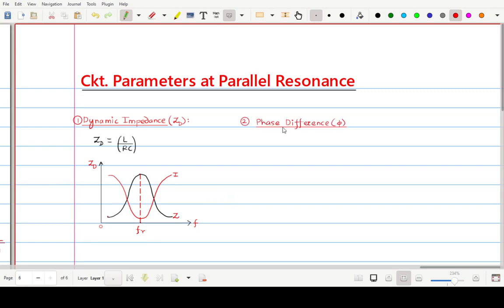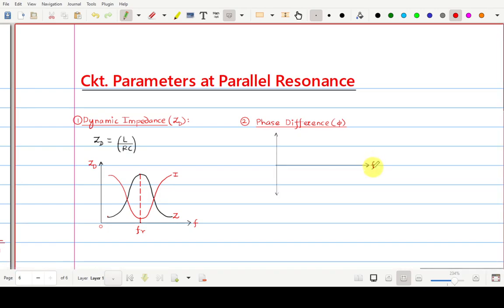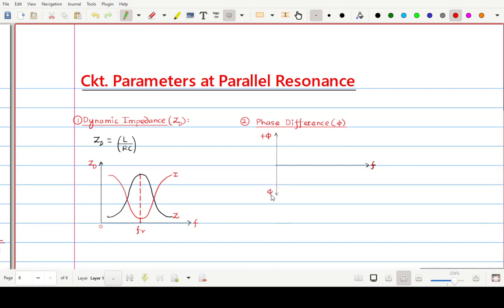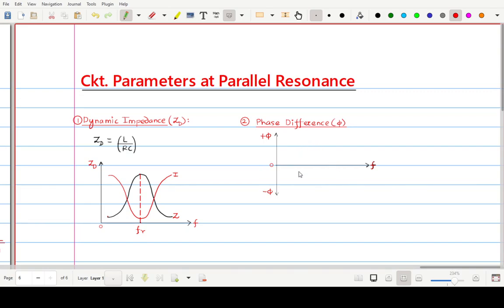Now the next parameter is phase difference. Here we will study how your phase difference changes when you change the supply frequency. On the x-axis you will take frequency. Your phase difference may be positive or negative, so we will take two y-axes, positive and negative, indicating positive phase difference and negative phase difference. Now we will change the frequency from 0 towards infinity.